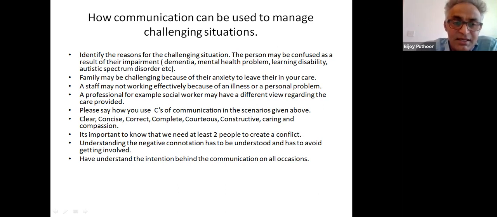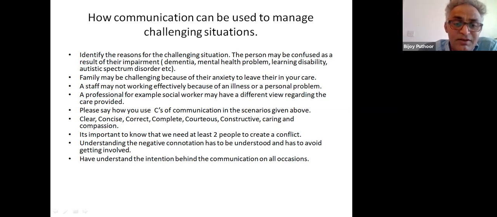Please say how you can use the C's of communication in the scenarios given above. So that is for you to write. You have to be clear, concise, correct, complete, courteous, constructive, caring, and compassionate. You can use the 6 C's when you communicate, and you can see how that's going to have a positive effect on people.